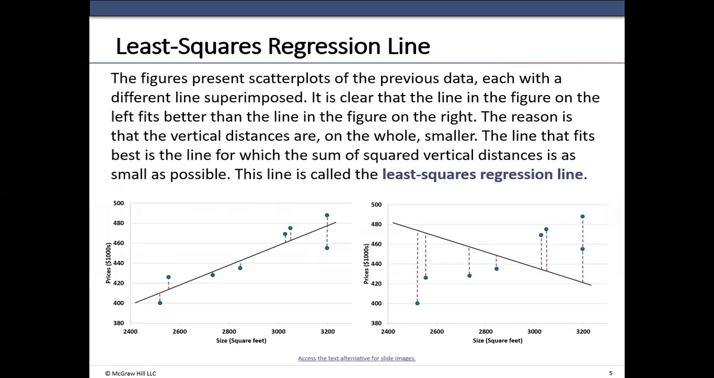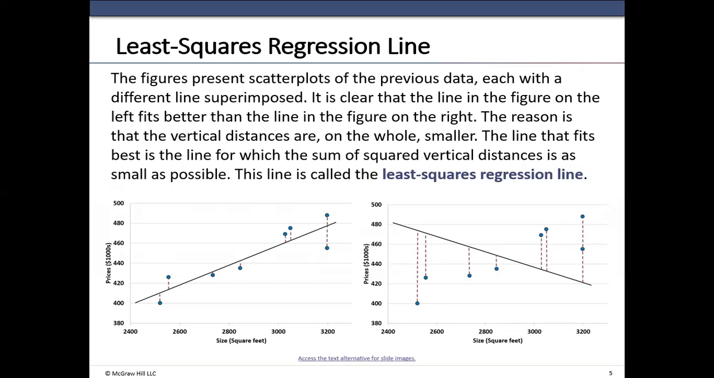For points which are on the top of the line, the vertical line will come down from the point to meet the fitted line, the red dashed line. For the points which are below the fitted line, the vertical line will start from the blue point and then go up the dashed line to meet the fitted line. The reason is the vertical distances are on the whole smaller on the left than on the right.